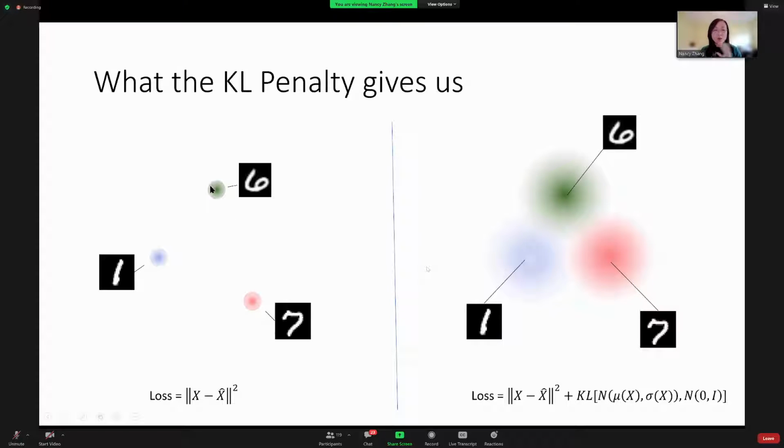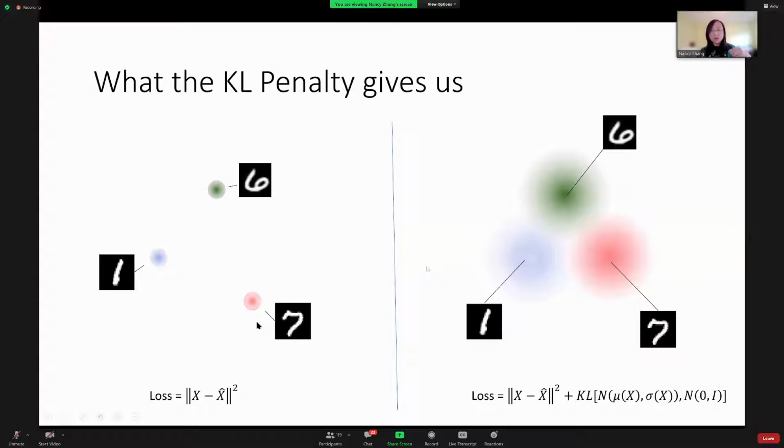So here is just a toy cartoon example. Let's say you're working with handwritten digits. On the left is the kind of embedding that you would get if you were to use the loss function that is just a reconstruction term, not the penalty. And on the right is what you get if you do have the penalty term added.